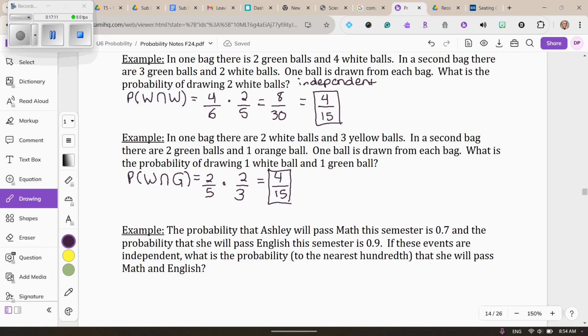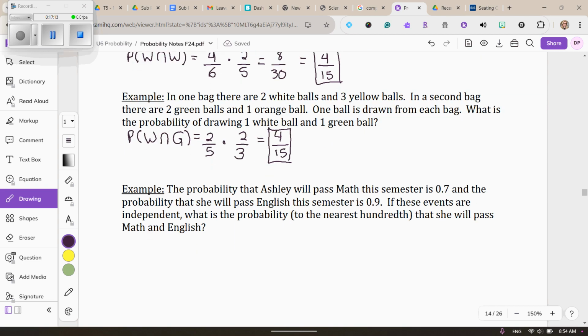All right, last example here. It says the probability that Ashley will pass math this semester is 0.7, and the probability that she will pass English this semester is 0.9. If these events are independent, what is the probability that she will pass math and English? So our notation would look like this. Probability that she will pass math and English means, because they're independent, that we will take the probability that she will pass math and multiply it by the probability that she will pass English.